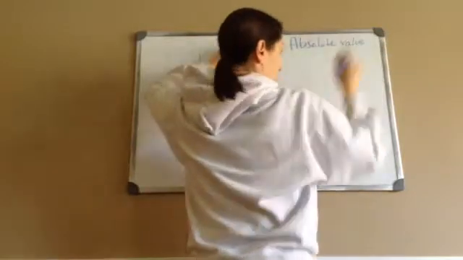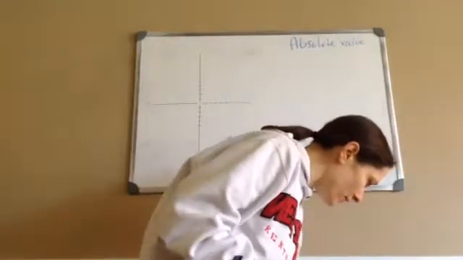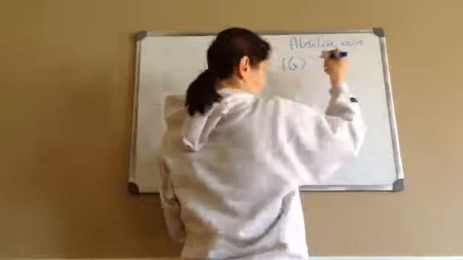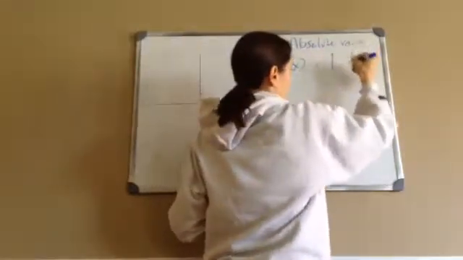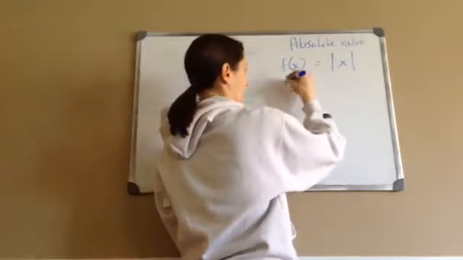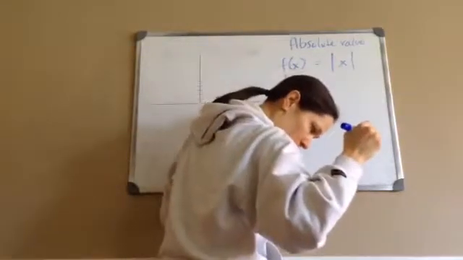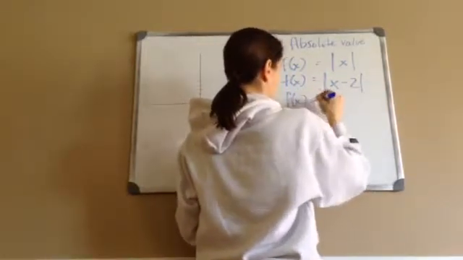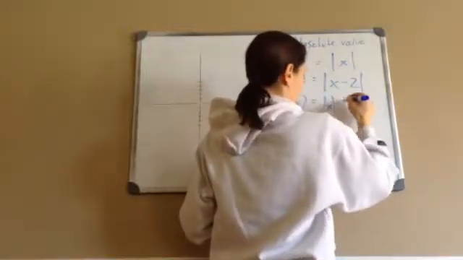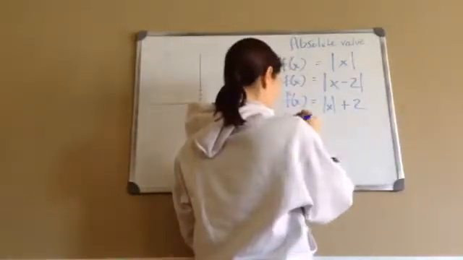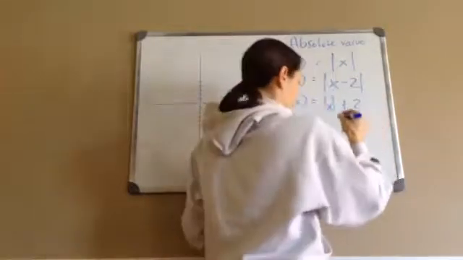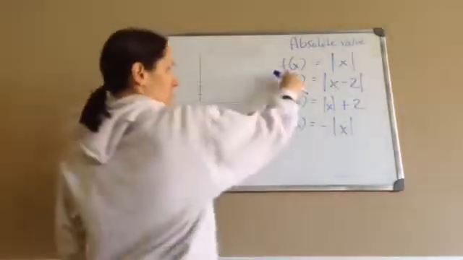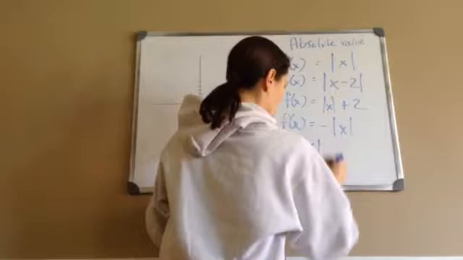Absolute value functions. And absolute value functions, for example, are going to be f of x, and then it's going to be in the absolute value. X is inside this. F of x equals the absolute value of x minus 2. F of x equals the absolute value of x plus 2. And f of x equals, we always got to have a negative one, don't we? Negative that. Okay, so again, y is that, so let's make an xy chart.